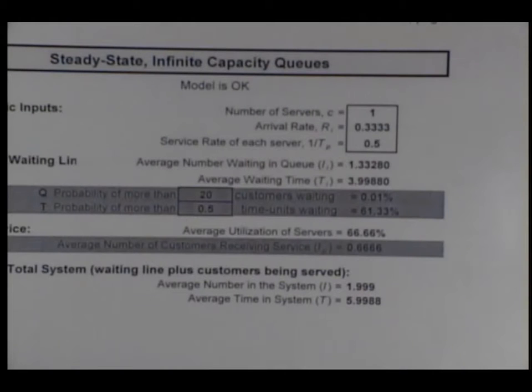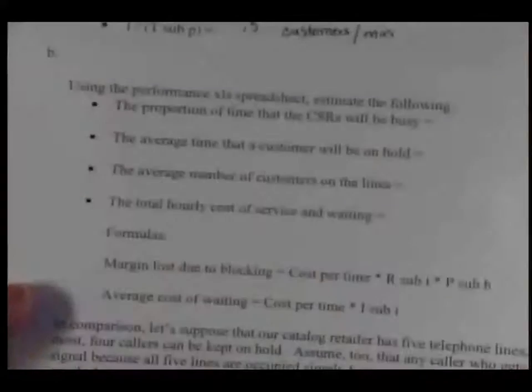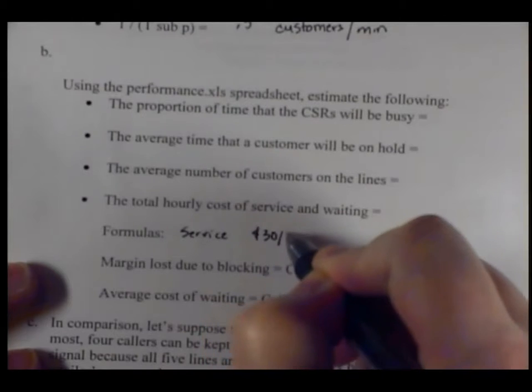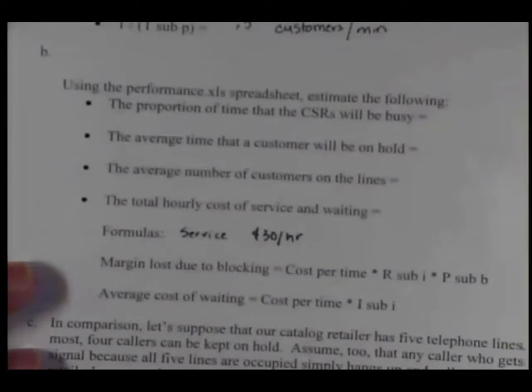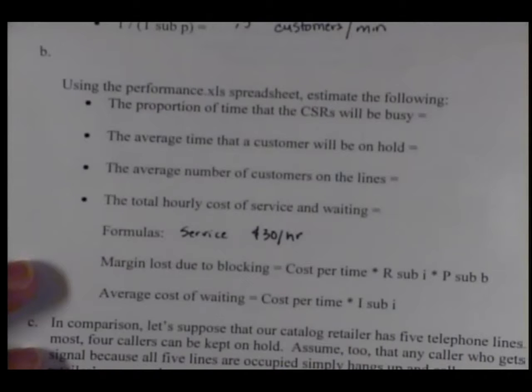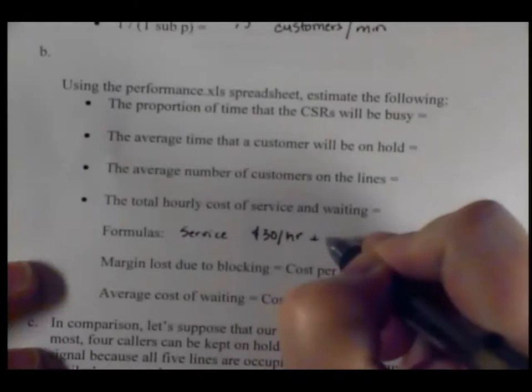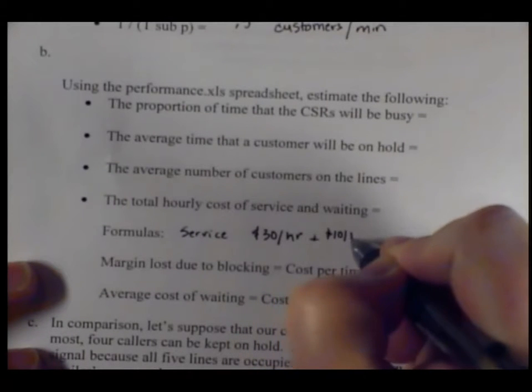The total hourly cost of service and waiting. Okay, so we know that it costs us something for the workers. So we know that our CSRs are paid $30 an hour, and we have one, right? So my service costs are $30 an hour for one server. It says, suppose that on average one call comes in every 2 minutes. CSRs are paid $30 an hour, and the telephone company charges $10 an hour. So it's $30 an hour for the server plus $10 an hour for the WATS lines, okay?